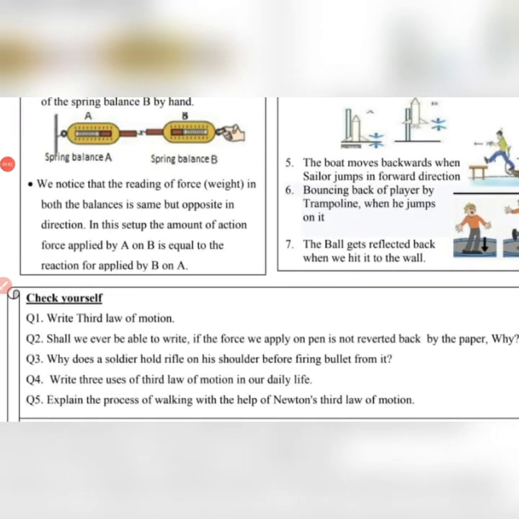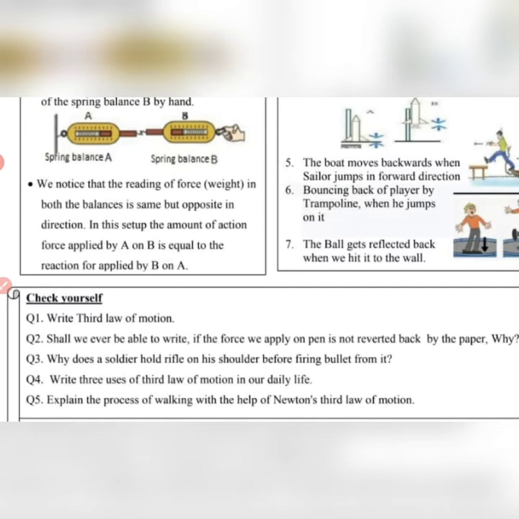The second question says: shall we be able to write if the force we apply on the pen is not reverted back by the paper? Why? The paper applies an opposite force, which means the third law of motion is also acting here. The force is applied by the pen on the paper and the paper in turn applies force on the pen, which makes it write. If this force is not reverted back, the pen will not be able to write. So this is again a common example of the third law of motion.